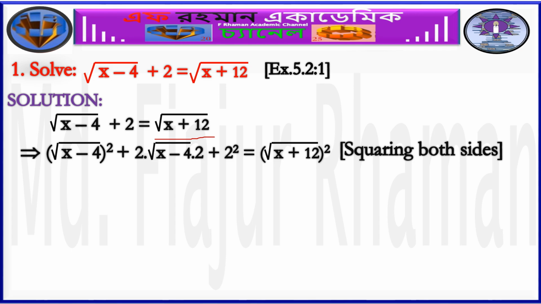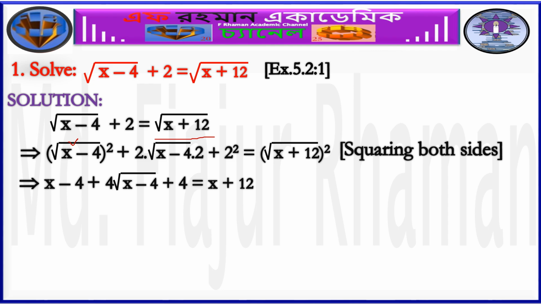square root of x minus 4 whole square plus 2 into square root of x minus 4 into 2 plus 2 square is equal to square root of x plus 12 whole square. We have used the formula of a plus b whole square as a square plus twice ab plus b square on the left hand side of this equation. This equation implies that x minus 4 plus 4 into square root of x minus 4 plus 4 is equal to x plus 12.